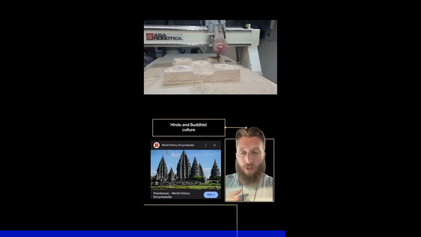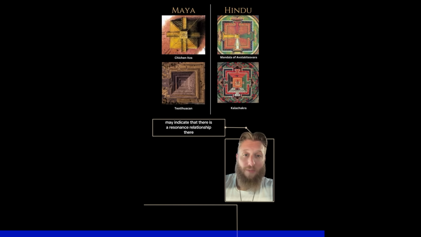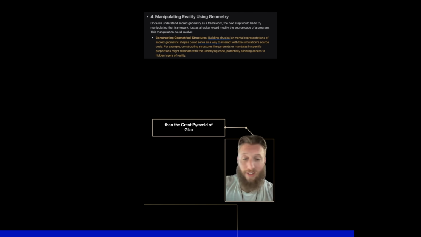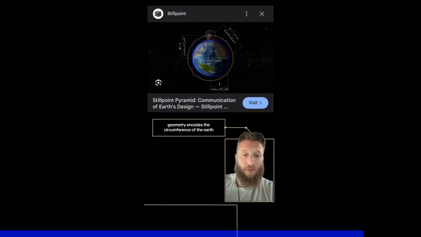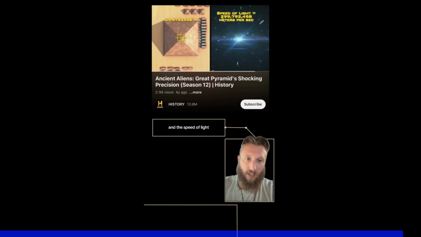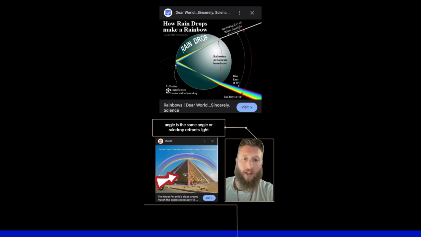Hindu and Buddhist culture often use mandalas to represent chants, mantras, or frequencies. The fact that many ancient places share similar patterns to these mandalas may indicate that there is a resonance relationship there. No other place resonates with the source code better than the Great Pyramid of Giza. Its geometry encodes the circumference of the Earth, the length of the year, the relationship between the Earth and the Moon, at least 4 universal constants, the speed of light, and the angle needed to view a rainbow. Corner angle is the same angle.